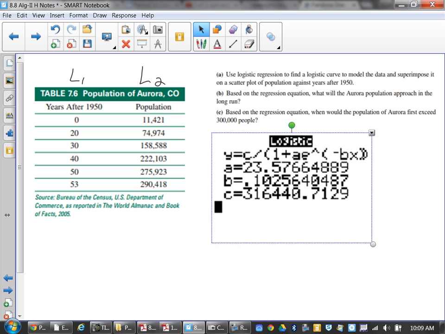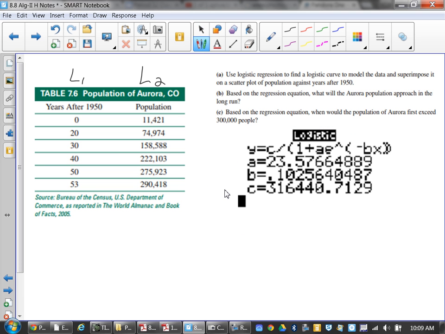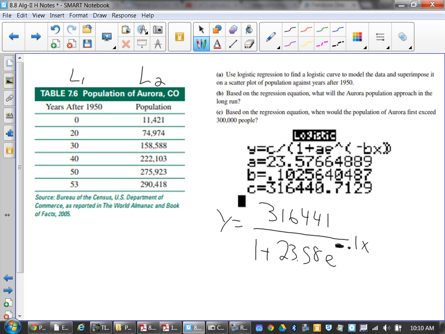B's are A's. So this would look like this. Y equals 3164.41, because we're talking about people, over 1 plus A, which would be 23.58 e to the negative 0.1 x. And that's what I would put in my Y equals part now. Then use the table function to see when it's approaching 300,000 people. And then you'll be able to figure out how many years it would be.